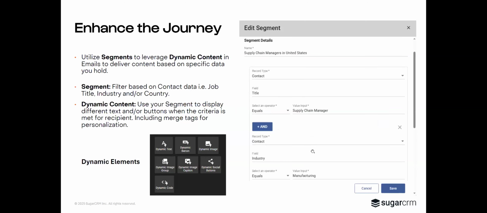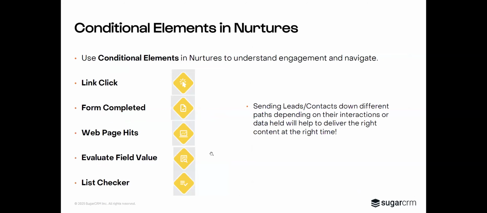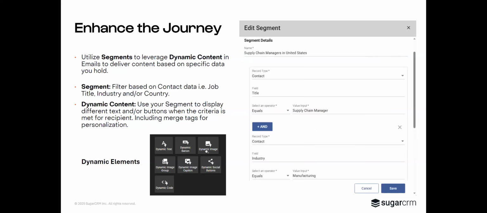To help support that and deliver the right content, we also have something in Sugarmarket called segments, which are used for dynamic content. Dynamic content is where we present a different piece of text, button, or images based on the data we hold in the system. This can be used really well in conjunction with conditional elements to make sure you are getting the right information to people at the right time, depending on, for example, their job title.